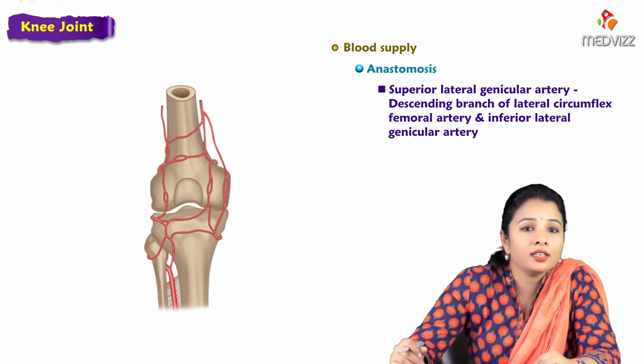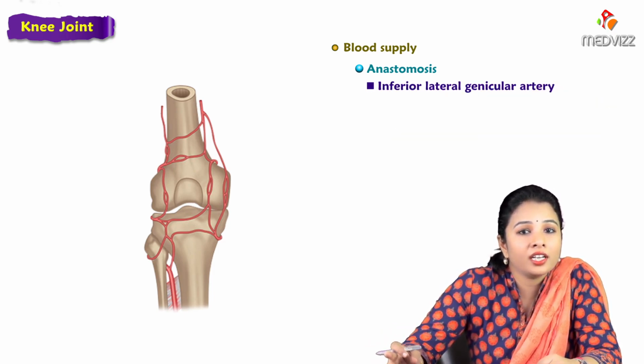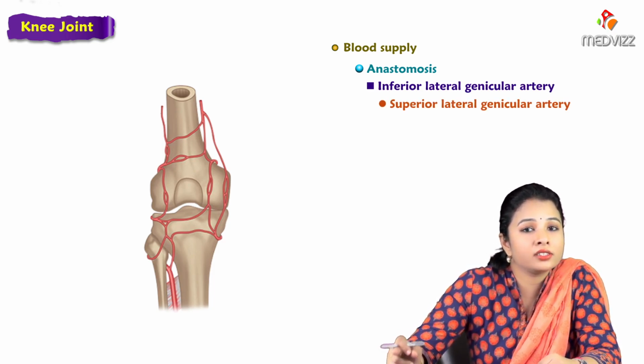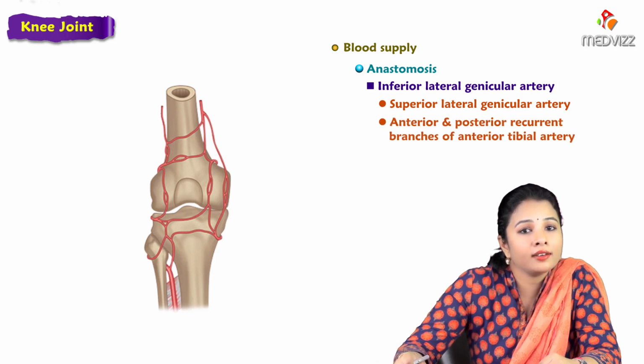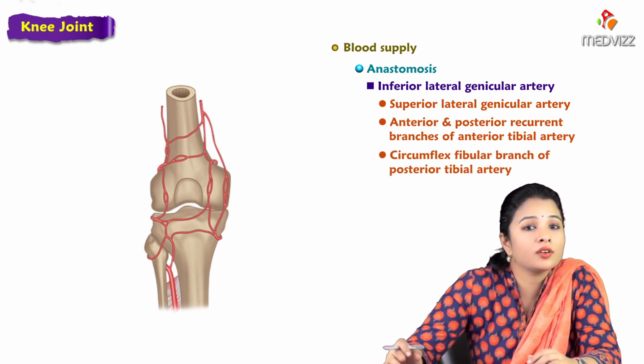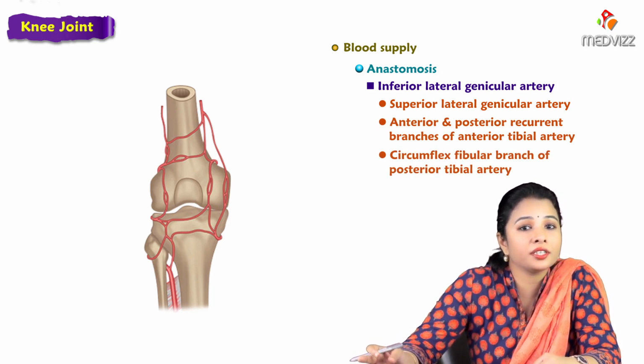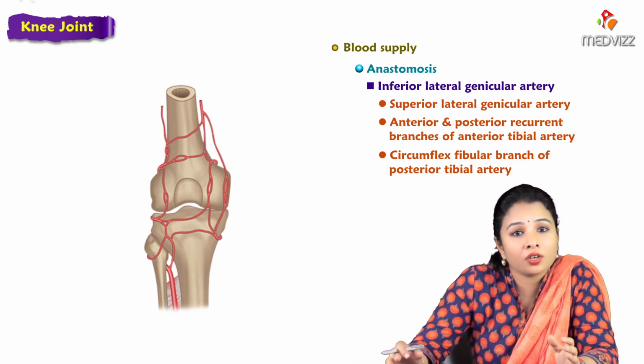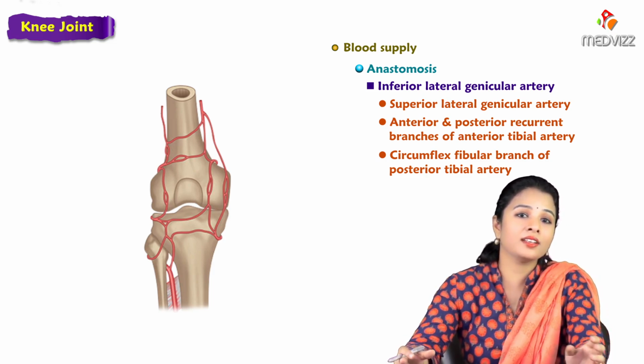The superior lateral genicular artery anastomoses with the descending branch of lateral circumflex femoral artery and the inferior lateral genicular artery. The other anastomosis is that the inferior lateral genicular artery anastomoses with the superior lateral genicular artery, the anterior and posterior recurrent branches of anterior tibial artery, and also the circumflex fibular branch of posterior tibial artery. So all these complete the anastomosis around the knee joint.